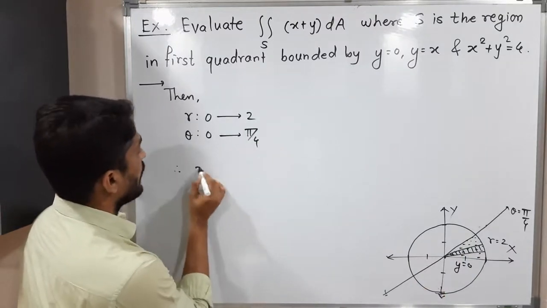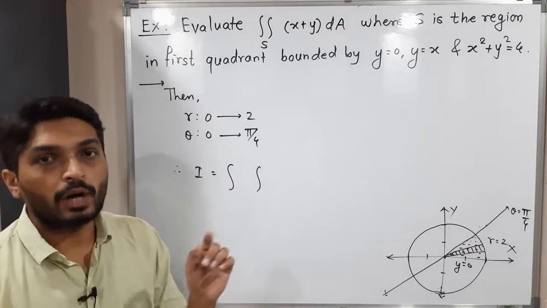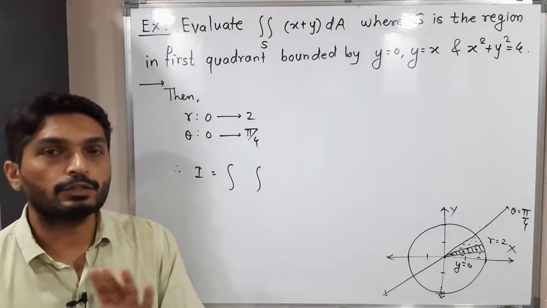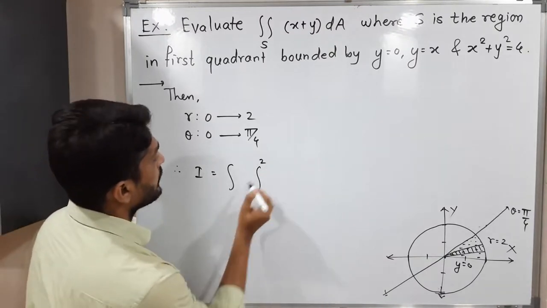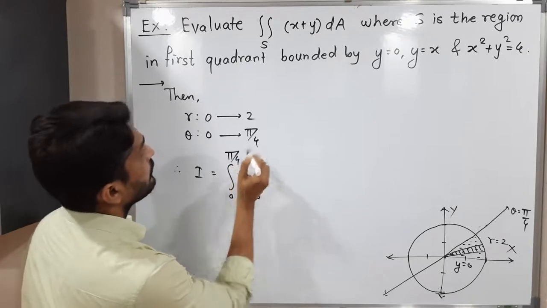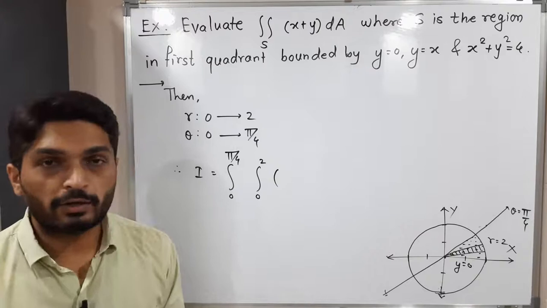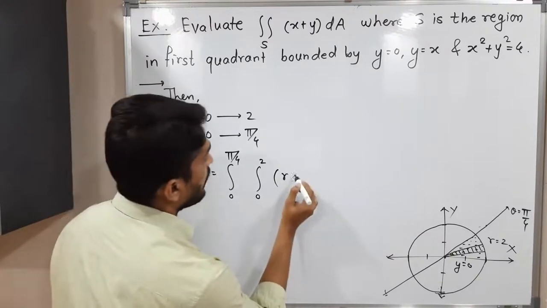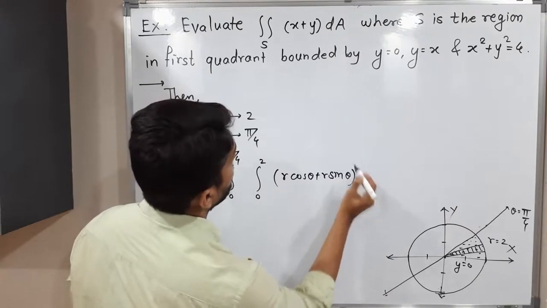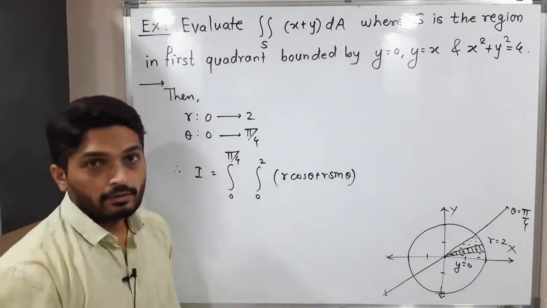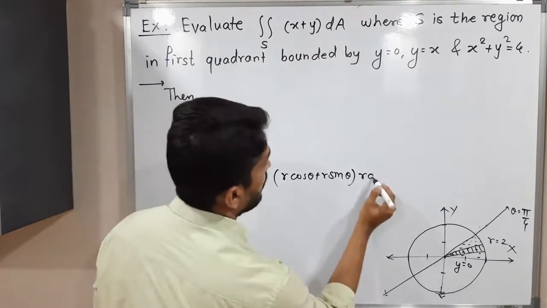So therefore, I is equal to, always we consider integration with respect to r as the inner integral, and integration with respect to theta as the outer integral. So the limits of r will be 0 to 2, and theta 0 to pi by 4. What is the function we have? X plus y. But as you know, x means r cos theta and y means r sin theta. So r cos theta plus r sin theta, and dA means dx dy. Already we have said that dx dy is equal to r dr d theta. So r dr d theta.